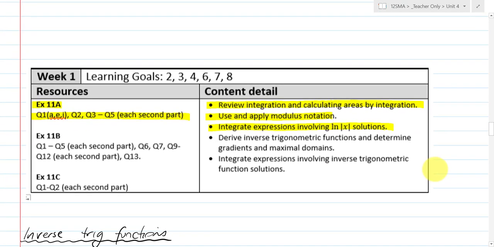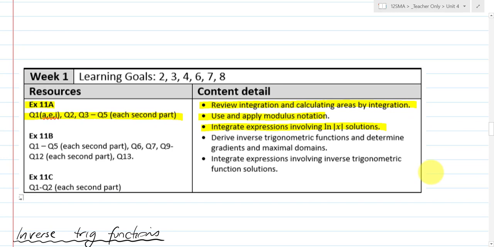So there's our learning. Hopefully you're happy with that, and that's to do with inverse hyperbolic functions to get log functions and modulus functions. All the best.